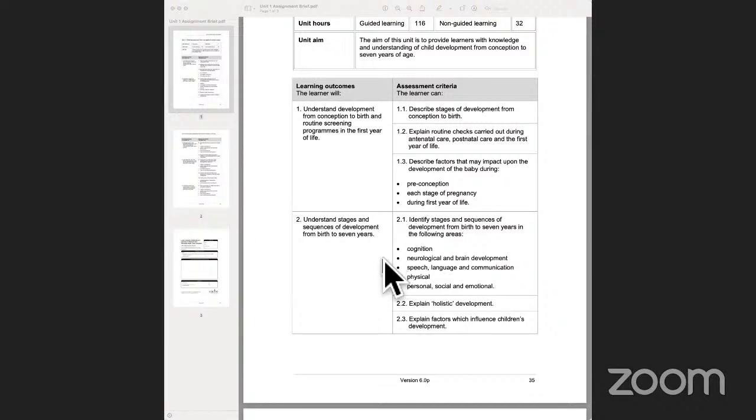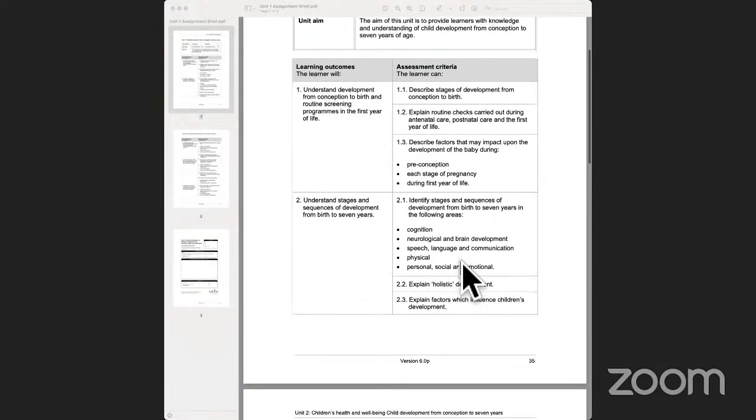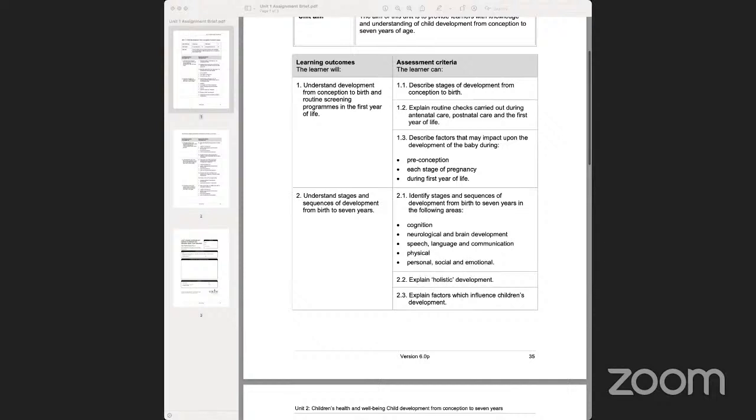Now, in today's learning outcome, we're going to be focusing on understanding the stages which we see from birth up to 7 years. And here we're going to be looking at some assessment criteria, which are going to be focused on understanding what happens when we see, for example, children growing from the age of 1 up until the age of 7.